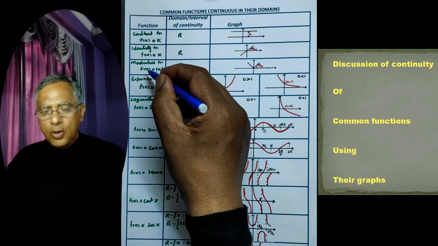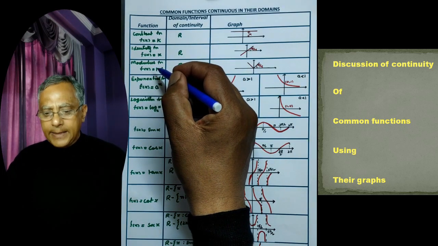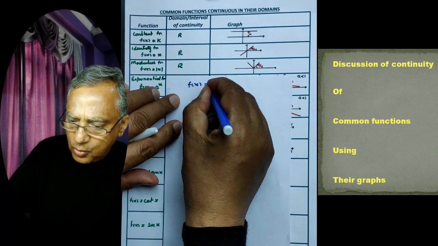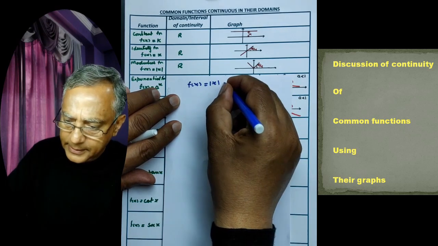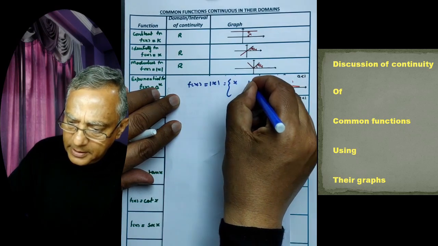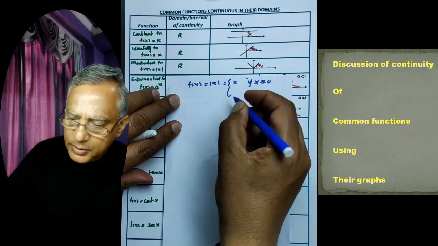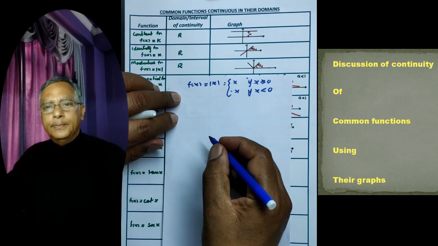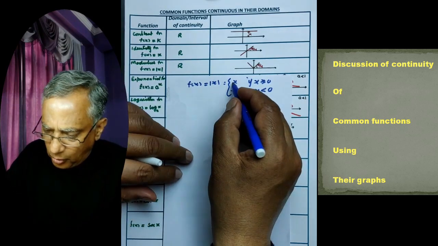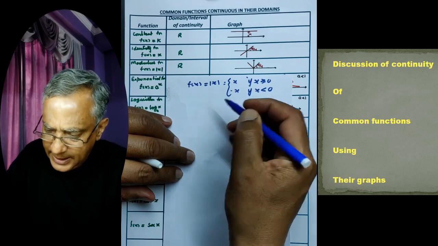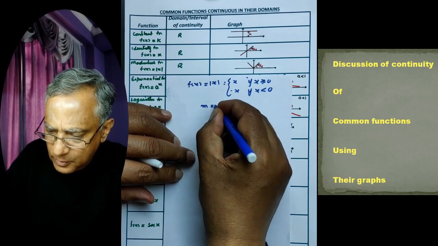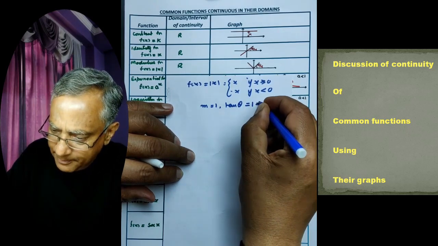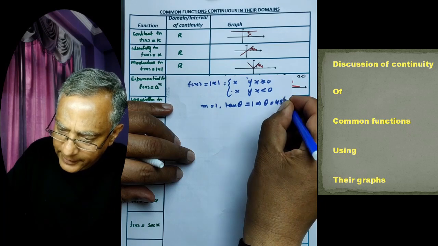Now we come to f(x) is equal to mod of x. This is equal to x if x is greater than or equal to 0, and this is minus x if x is less than 0. Now for both these straight lines, for the first one m is 1, therefore tan theta is 1, and this implies theta is 45 degrees.